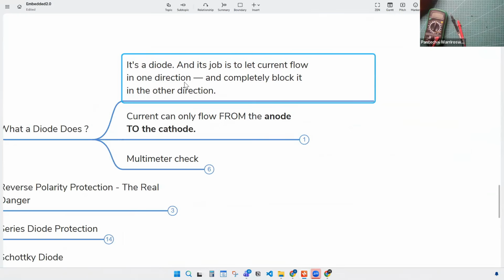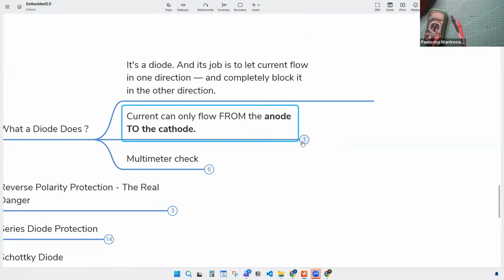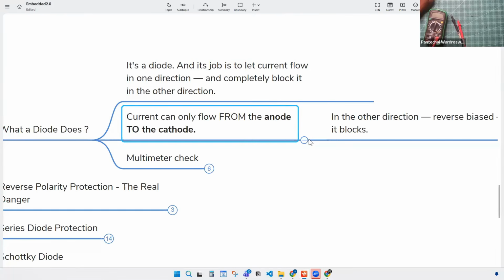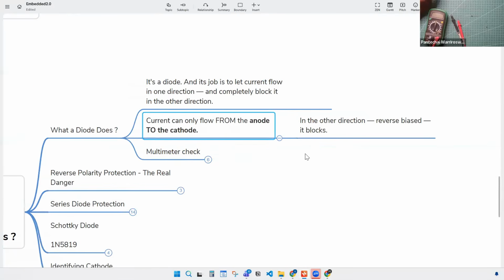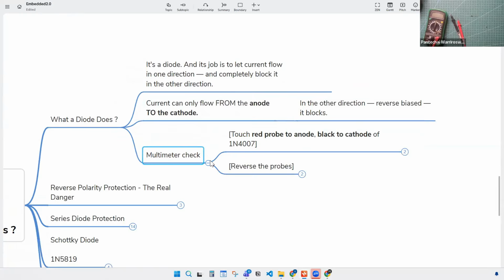A diode's job is to let the current flow in only one direction and completely block the other direction. Current can flow only from anode to cathode. If you go from cathode to anode, the electricity won't pass. It is going to be blocked. That's the point you all have to remember.